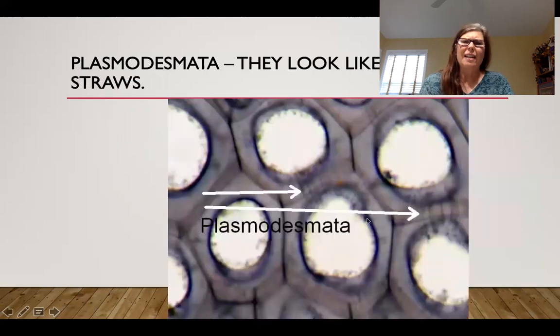And so we can see those. This next slide is actually very similar to what you would have seen under the microscope. You can see, like I said, they look like little straws going between the cells. And then it would have asked you some questions about the specimen and the function. So it's asking you to look at its structure, and then it's asking what its function is. What does it do?